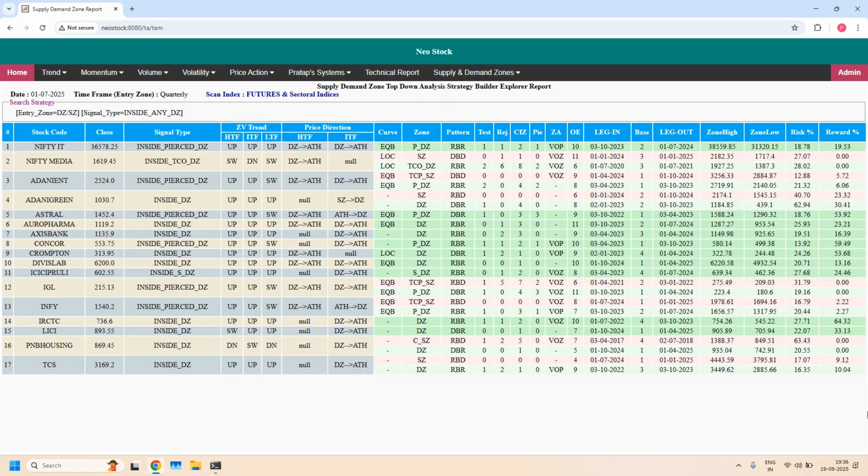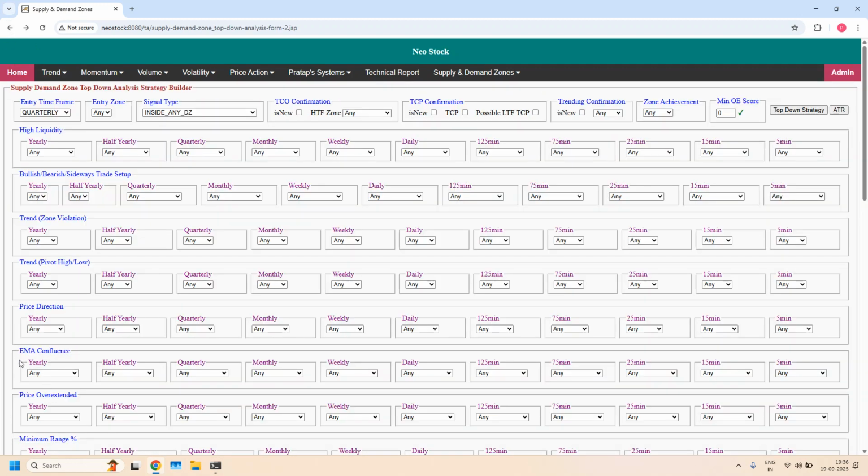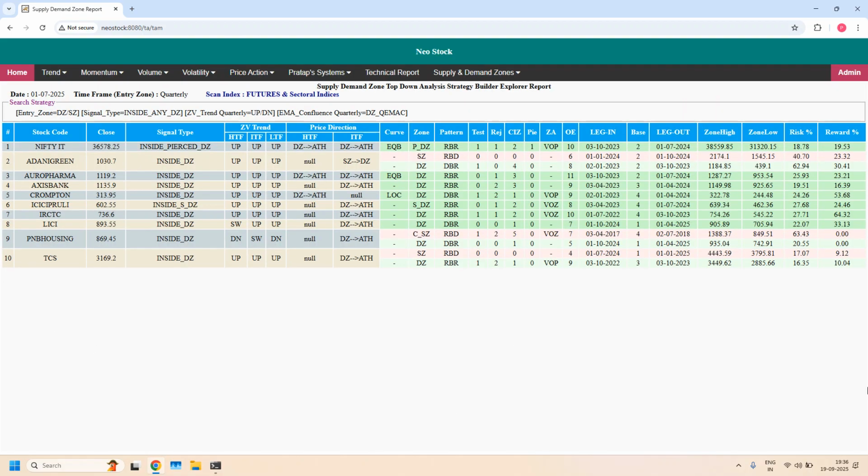We got 17 stocks. We can further filter this list based on quarterly demand zone having quarterly EMA confluence, and also trend on the quarterly should not be sideways, so that it can be up or down trend. We got 10 stocks.